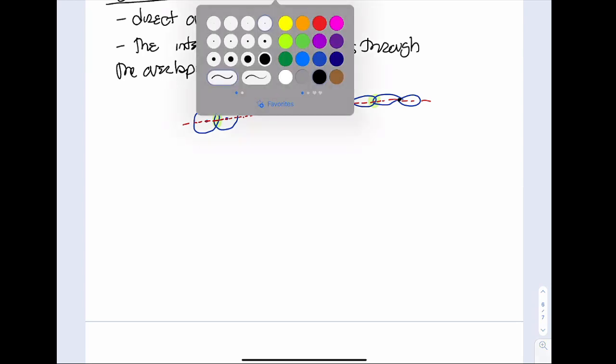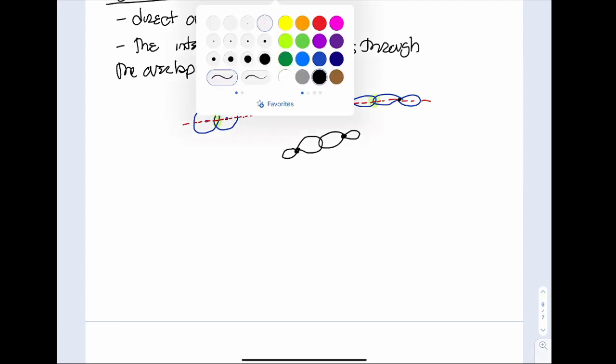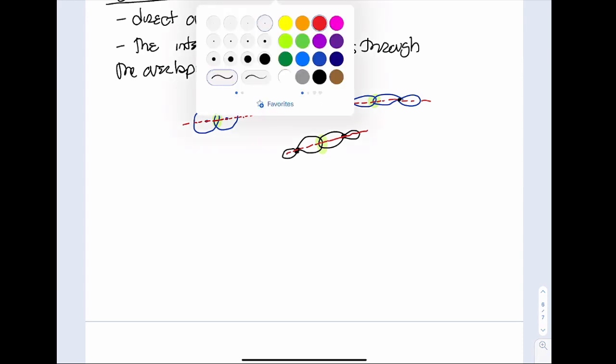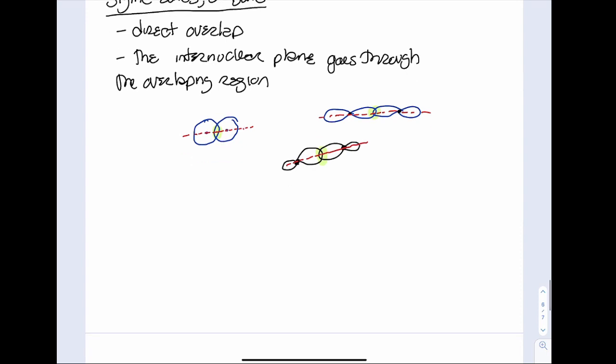If I wanted to overlap an sp3, a little bit rounder, a little bit more mismatched than my p orbital, again, my nuclei are going to be right here where this node is. If I draw a line between those two nuclei, that line again is going right through where they overlap. So those all would be considered sigma bonds. Sigma bonds are our direct overlap, right? Our internuclear plane goes through that overlapping region.